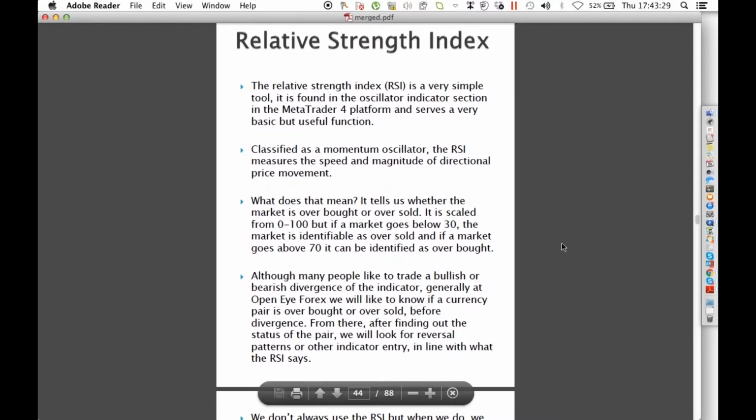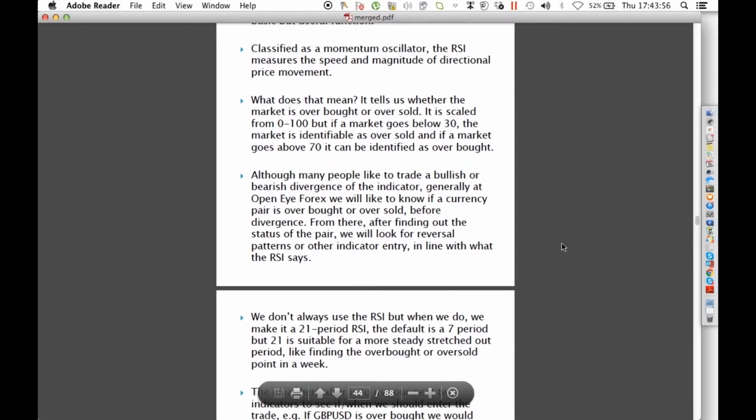Although many people like to trade a bullish or bearish divergence of the indicator, generally at OpenEye Forex, we like to know if a currency pair is overbought or oversold before there is a divergence. From there, after finding out the status of the pair, we will look for reversal patterns or other indicator entries in line with what the RSI says.